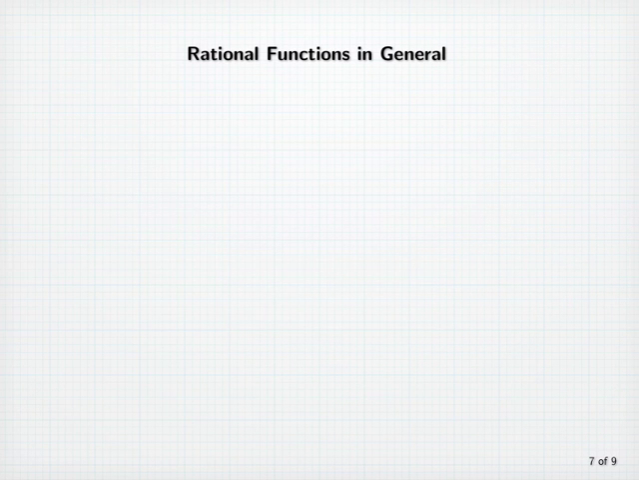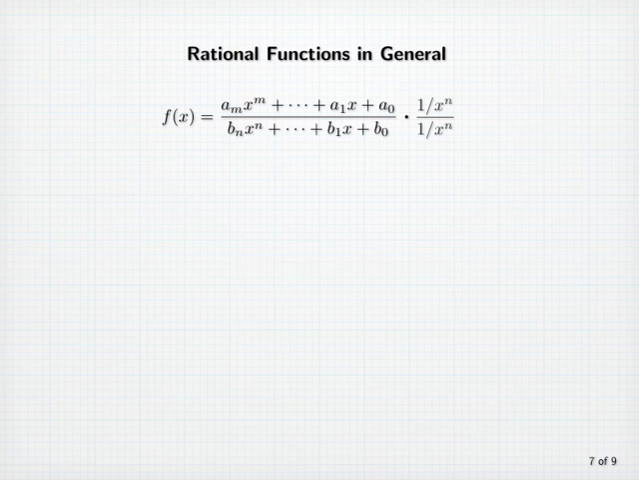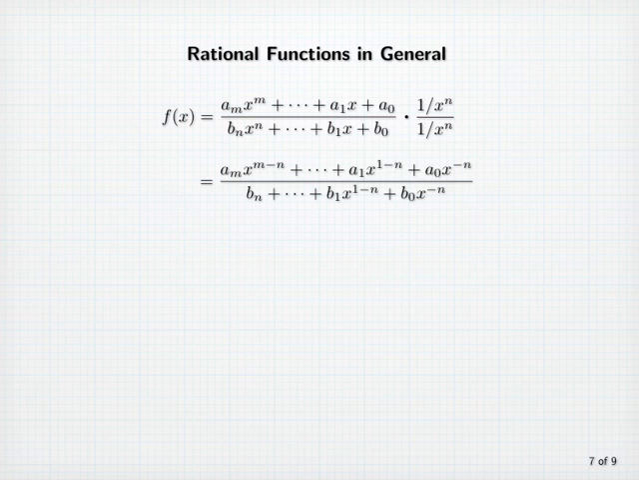Now let's think about rational functions in general. Suppose that f of x is a rational function whose numerator is an mth degree polynomial with coefficients a0, a1 through am, and whose denominator is an nth degree polynomial with coefficients b0, b1 through bn. We'll multiply the numerator and denominator by 1 over x to the nth power and obtain an expression in which the first term in the denominator is the constant bn.